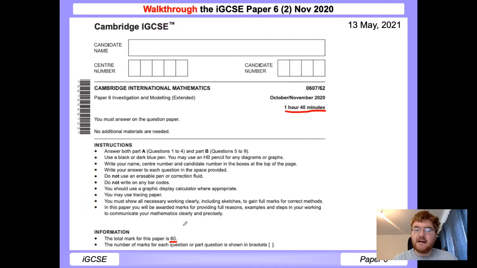You're going to need a graphic display calculator, although a normal calculator will work for the investigation because we are going to go through part 1.